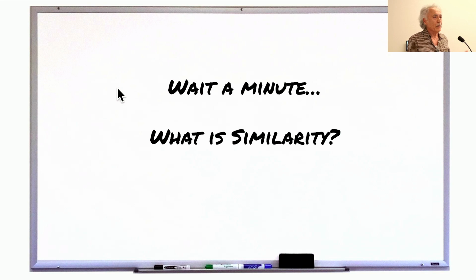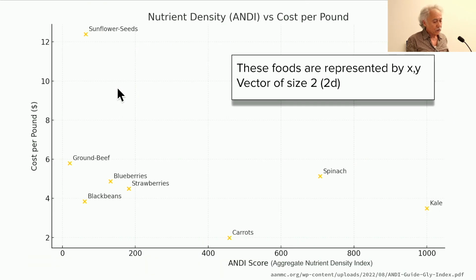So what is similarity? Let's look at an example. Let's say I have a simple two-dimensional plot here, and I'm plotting how nutritious some foods are based upon their cost, just like 2 dimensions.